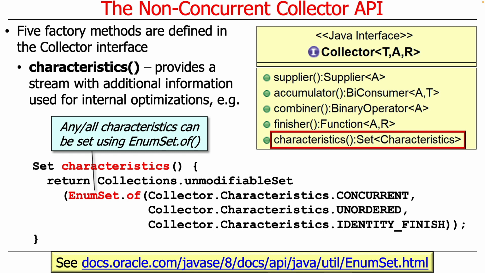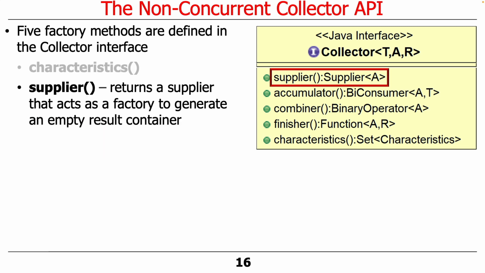That just means that it can't be changed, because we don't want to allow the caller to modify this in any way, shape, or form. So that's what an unmodifiable set is. It's a type of set that doesn't have operations for mutating or modifying the set. All right, that's characteristics. That's the metadata.